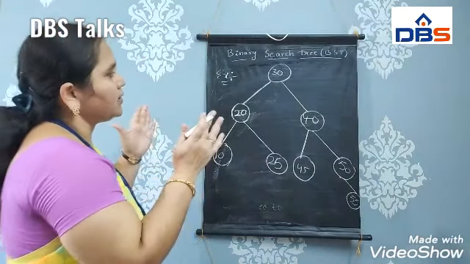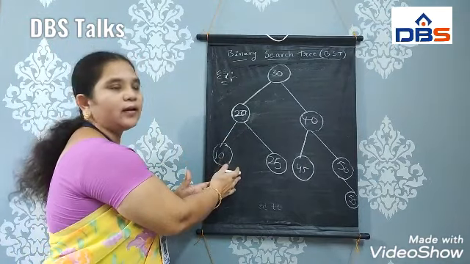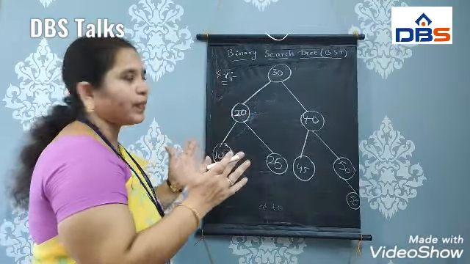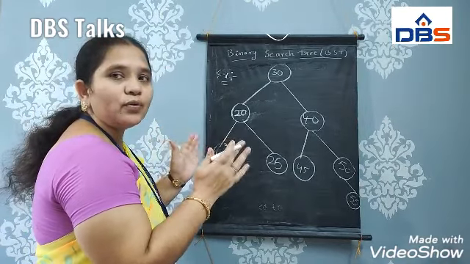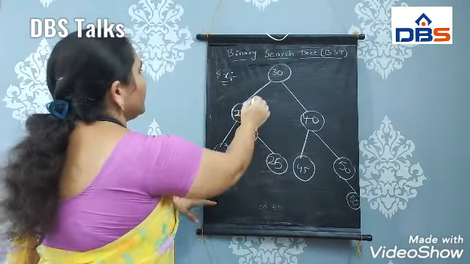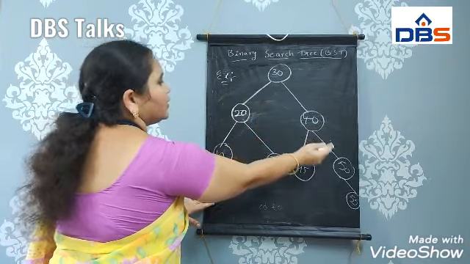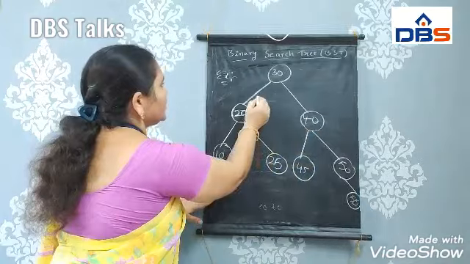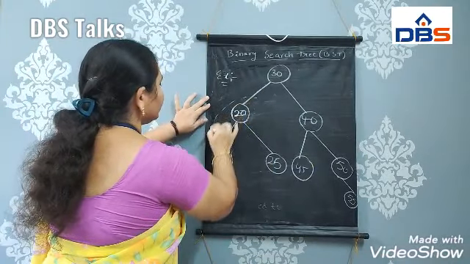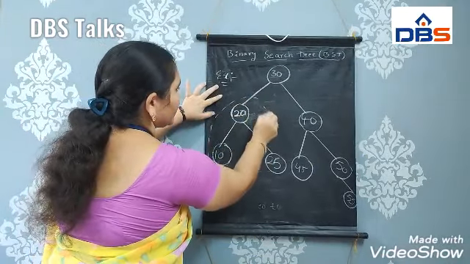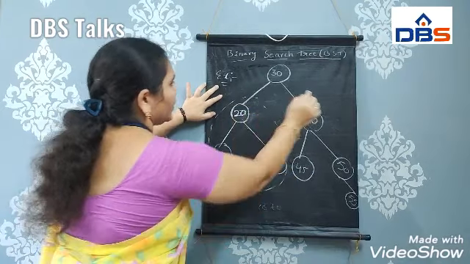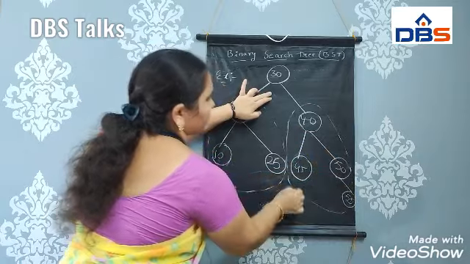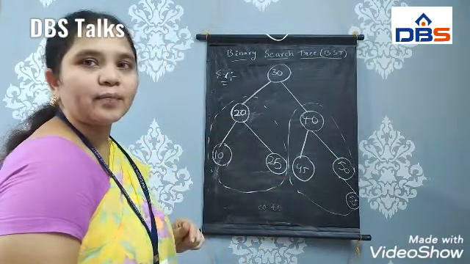Now we can see this binary search tree clearly. The tree contains two subtrees. One is the left subtree and the second one is the right subtree. Okay, so this is the left subtree. This is the right subtree.